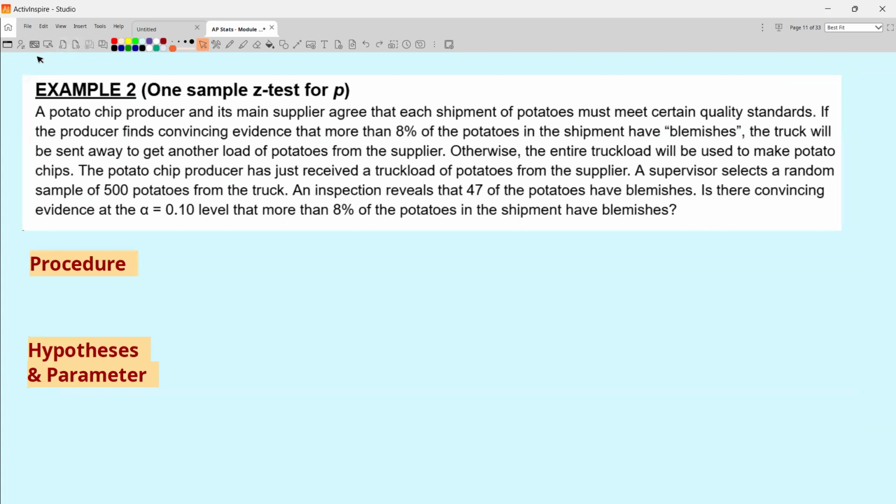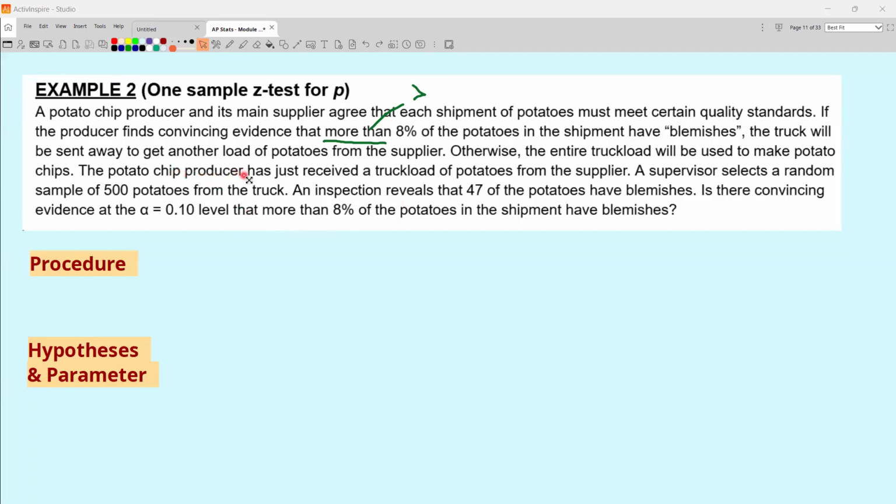Let's look at this example. A potato chip producer and its main supplier agree that each shipment of potatoes must meet certain quality standards. If the producer finds convincing evidence that more than 8% of the potatoes in the shipment have blemishes, and that might be an important word here, more, greater than, the truck will be sent away to get another load of potatoes from the supplier. Otherwise, the entire truckload will be used to make potato chips.